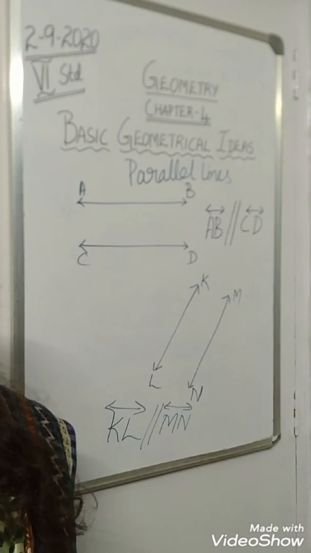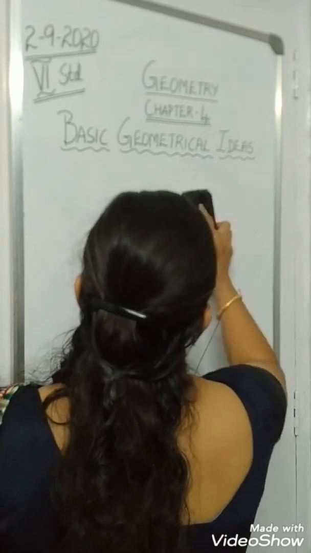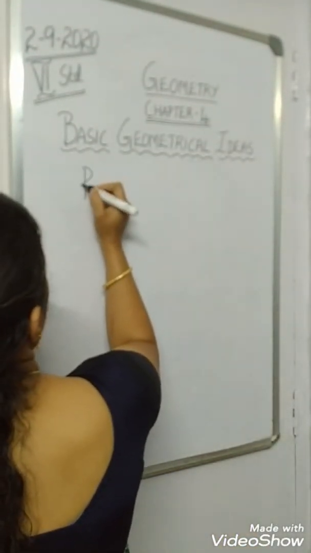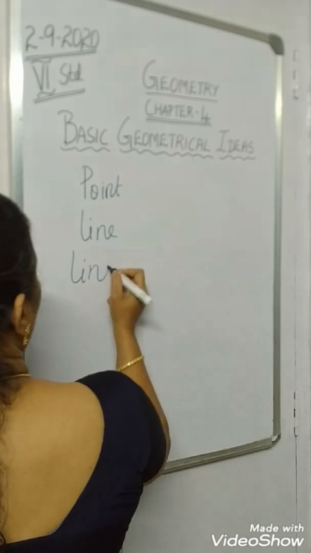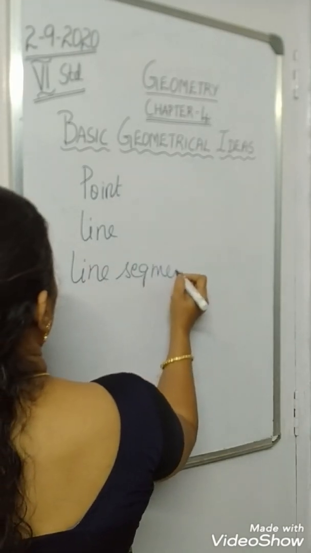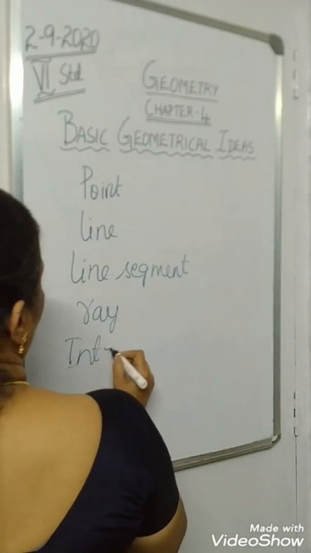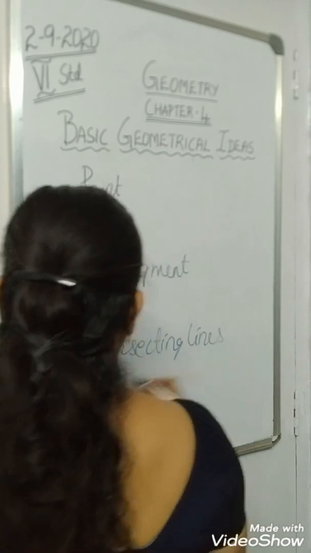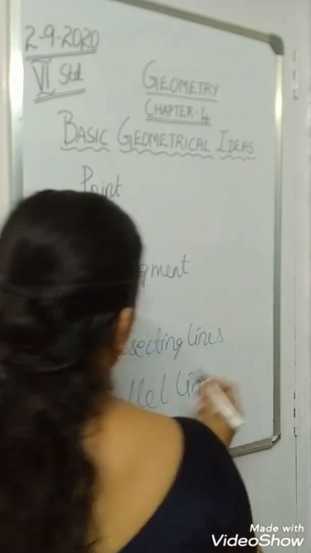So, what are the things we have learnt today? We have learnt about point, line, segment, ray. Then we learnt about intersecting lines. Then parallel lines. Is it or not?